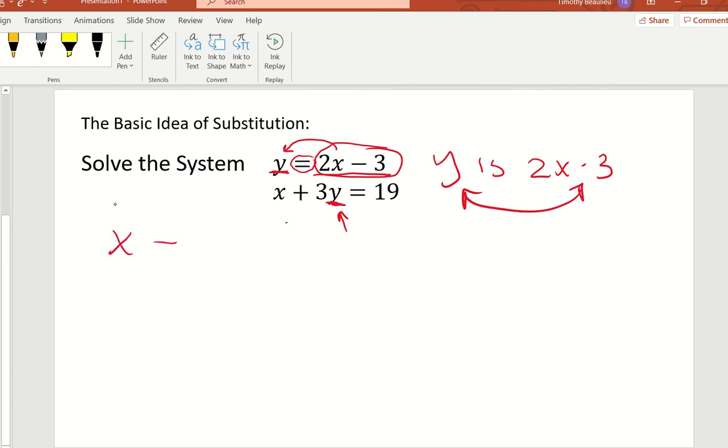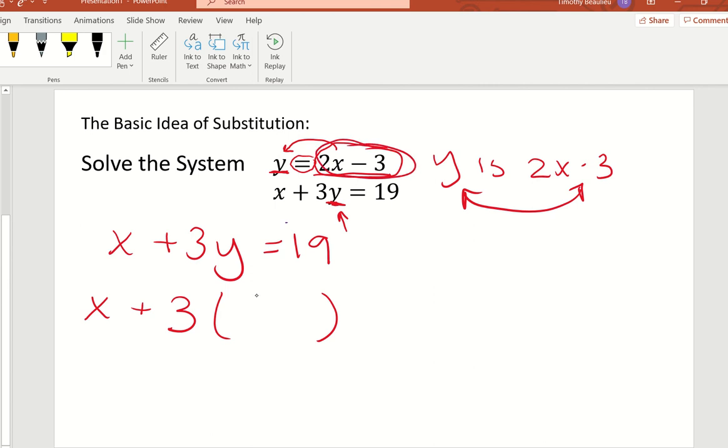Second equation, which reads x plus 3y equals 19, is now going to change. We're going to substitute in for that y, x plus 3. Now here's where I'm substituting in for y, and I'm going to use parentheses because there's two things for y. It's a 2x and a minus 3. 2x minus 3 equals 19. This equation that I just wrote is almost the same thing as the equation above it. We've just substituted in for y. Now we have an equation with only one variable. It only has x's in it. So I'm going to solve for x.